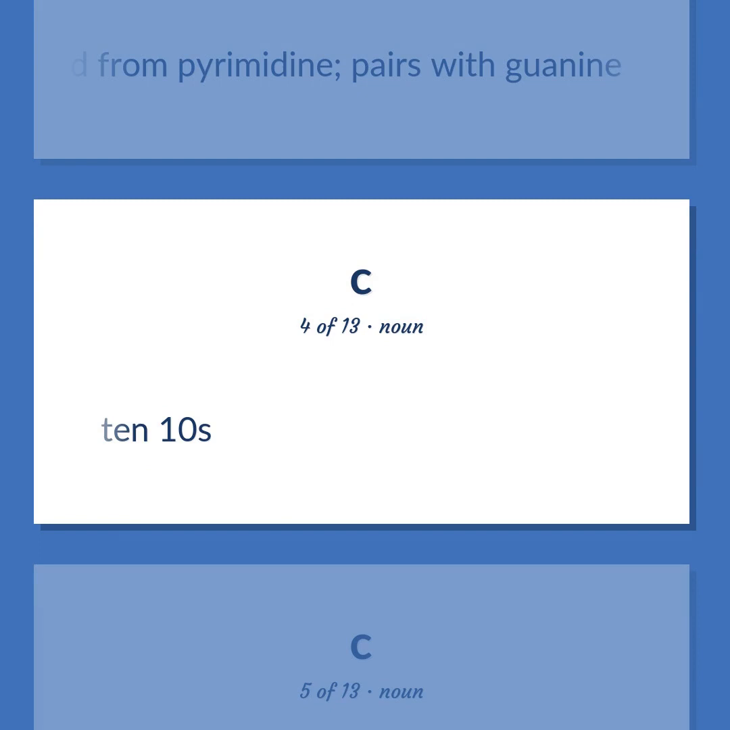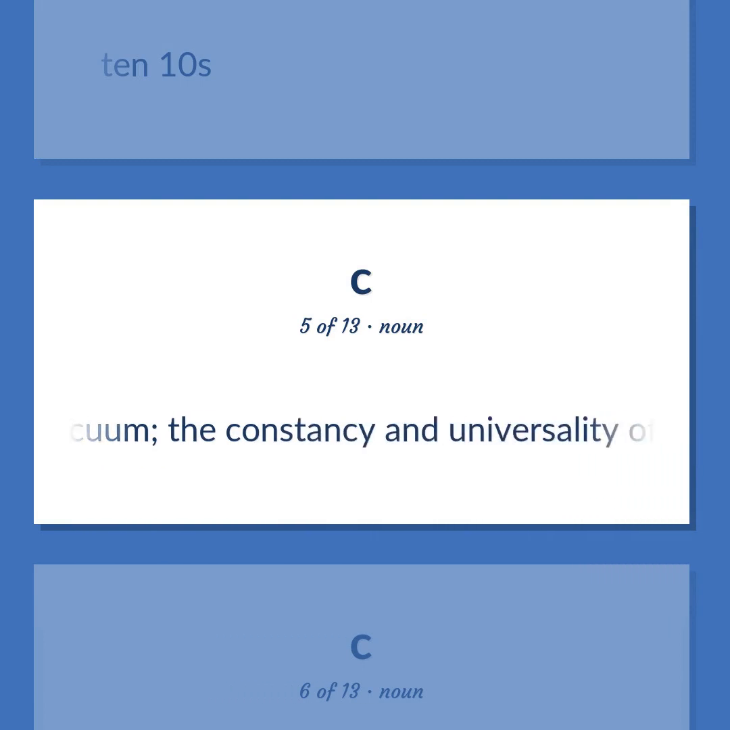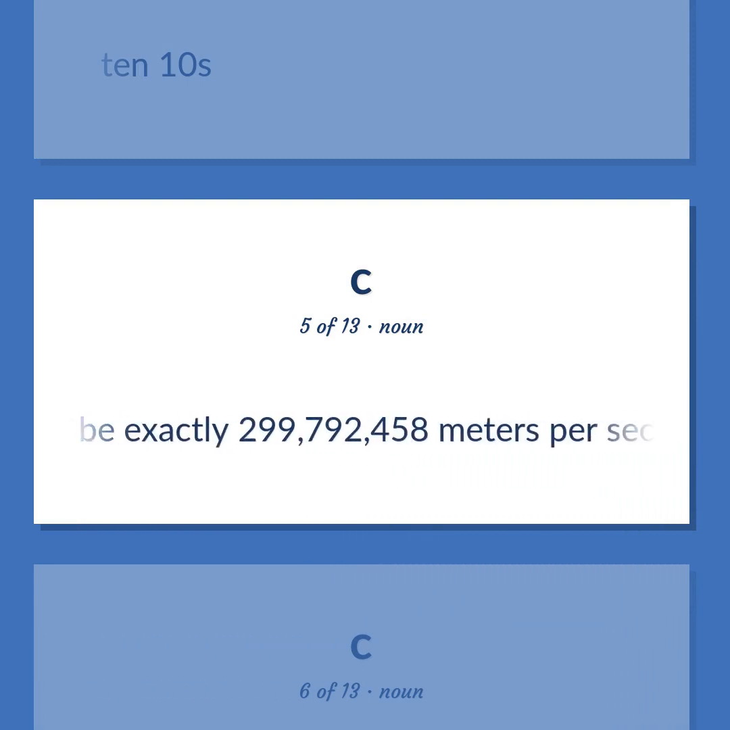10. The speed at which light travels in a vacuum. The constancy and universality of the speed of light is recognized by defining it to be exactly 299,792,458 meters per second.